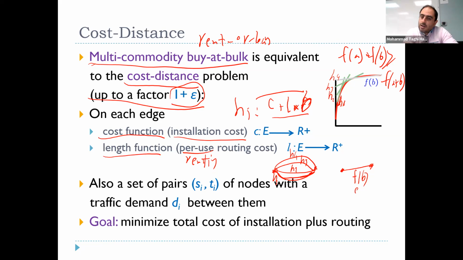And again, if you have a concave function, you can approximate it with this function, and then instead of one edge here, I will put a set of edges here. So this is some kind of reduction, and then I'm using a 1 plus epsilon factor for concave, and this is 2 for subadditive.